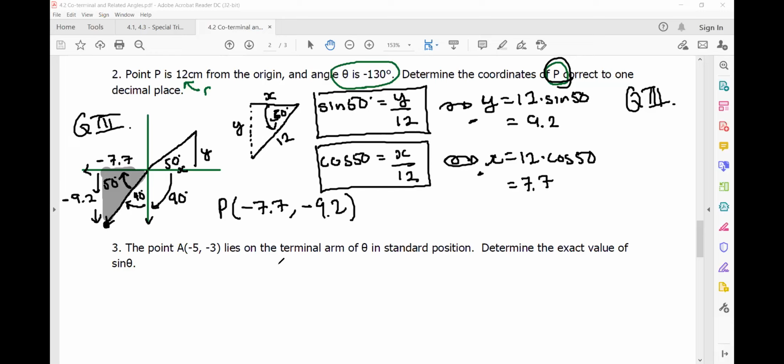We'll try one more, and then from there, some people might have a better hang of it. I'm going to open up the floor so you can ask questions about any of these three questions. Okay. Number 3, a point lies in -5, -3, so right there, -5, -3. It lies on the terminal arm, that's in standard position. Determine the exact value of sine theta.